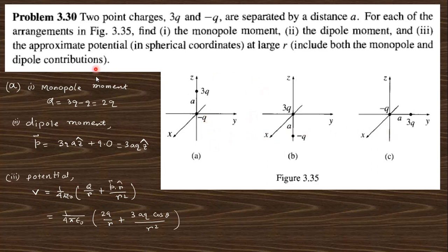In case of figure 1, you can see the monopole moment is nothing but the summation of the total charge, that is 3q minus q, which is 2q, right? The dipole moment is nothing but p, the sum of q r. So this 3q at a z-hat, and this q is at 0, so finally it is 3qa z-hat. So the potential will be 1/4πε₀ times q/r, plus p dot r-hat over r squared. So z-hat dot r-hat is cos theta. Clear? So you will get this thing.